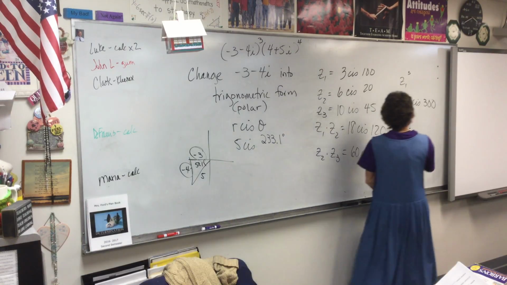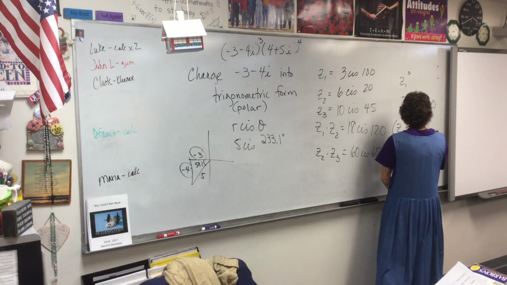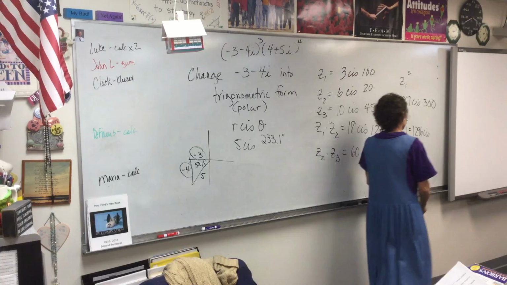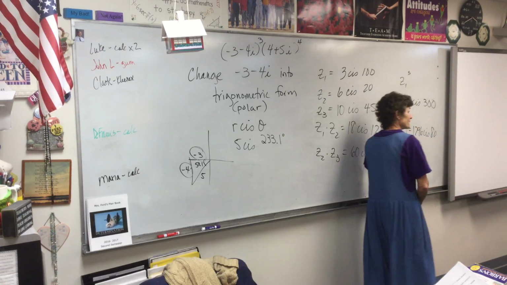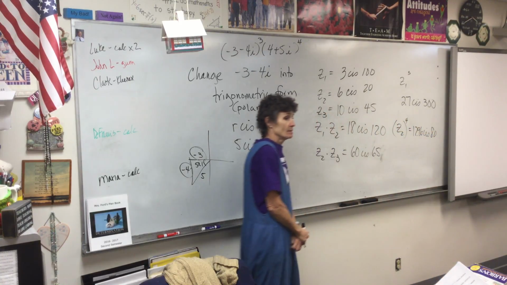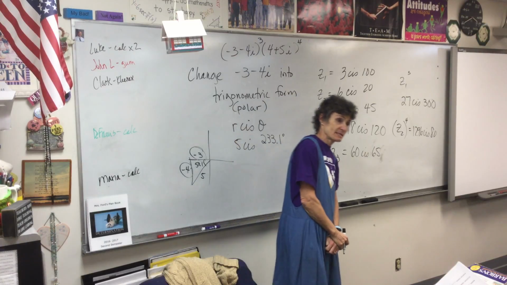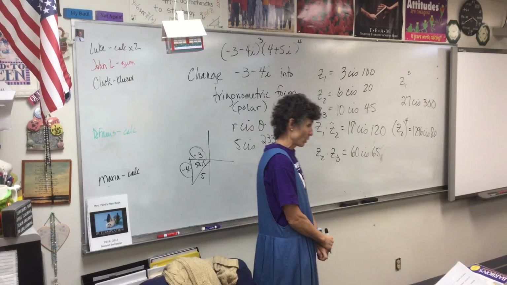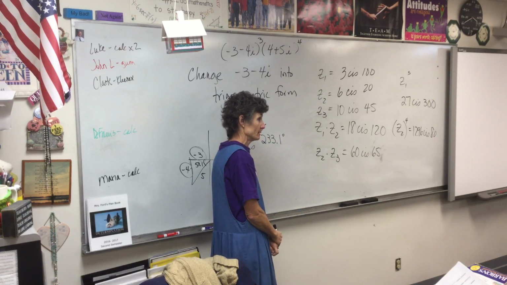One, two, so it's going to be 1,296 CIS 80. Where did the 1296 come from? 6 times 6 times 6 times 6. Where did the 80 come from? 20 plus 20 plus 20 plus 20.